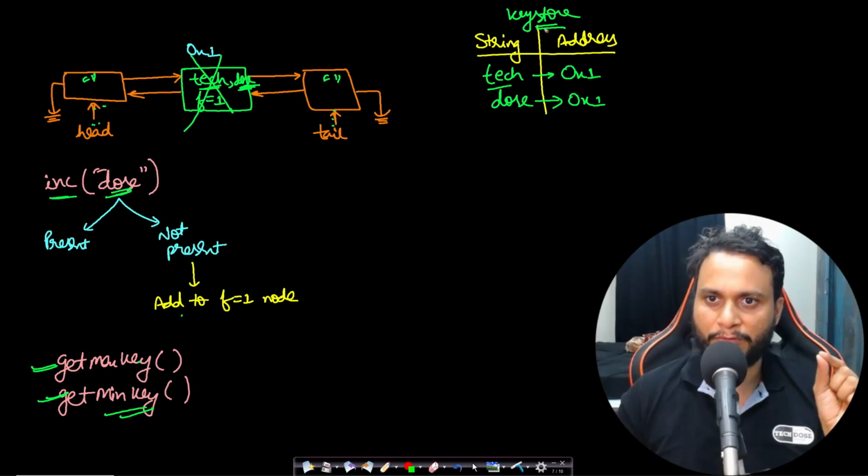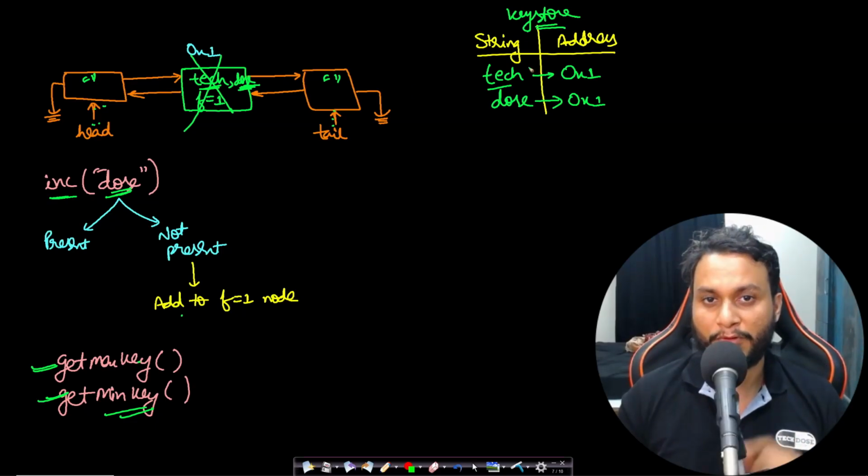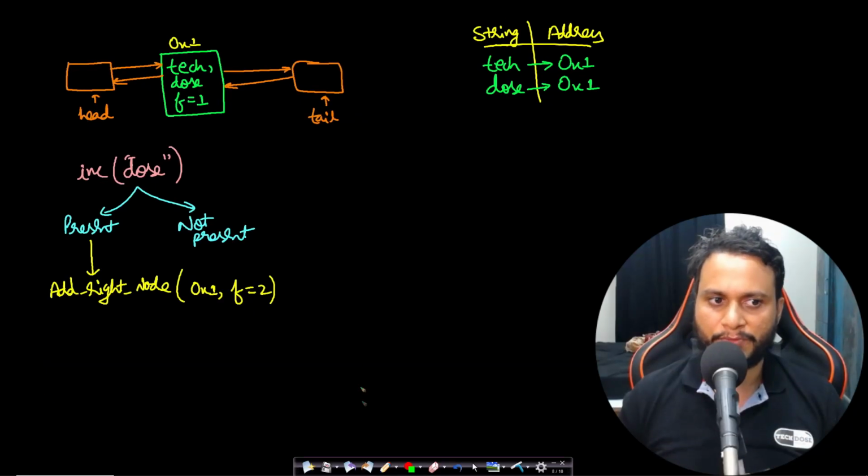While checking, first of all we will check from the key store to know if a key is present, and at the end, while inserting or even making a new node, you will have to update the key store. For every key there has to be an entry in the key store. Now let's look at the next operation which is coming.